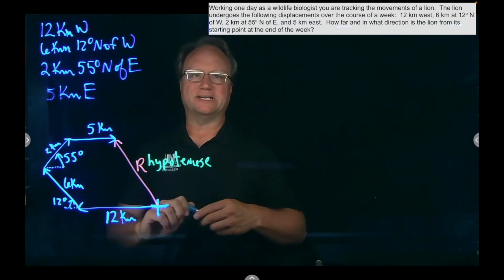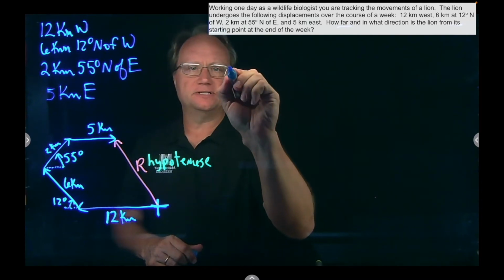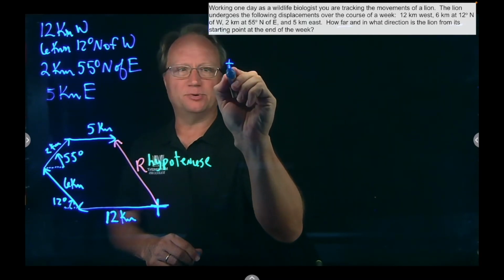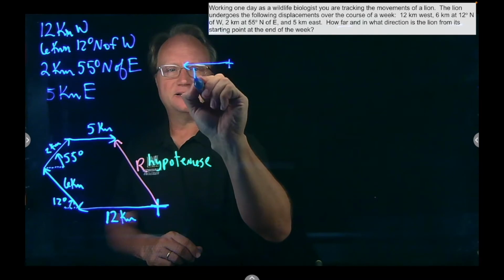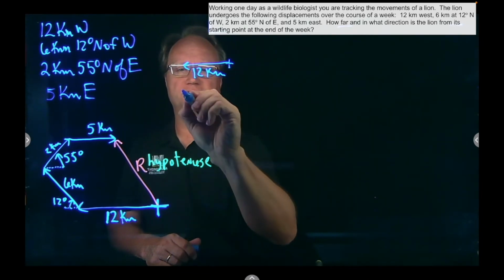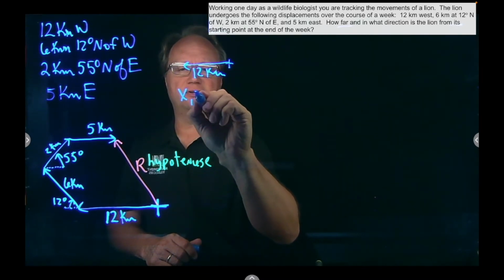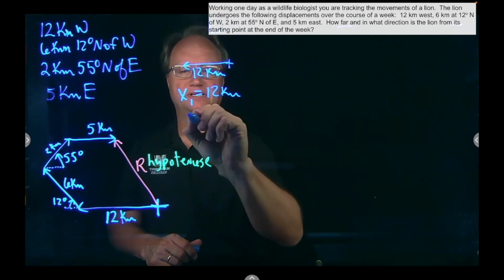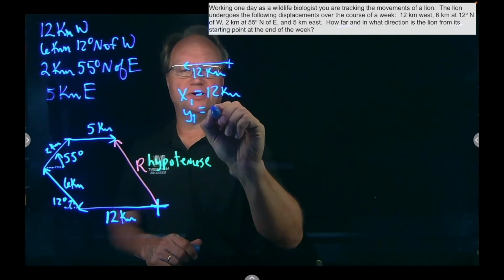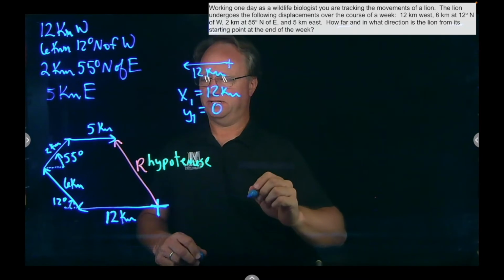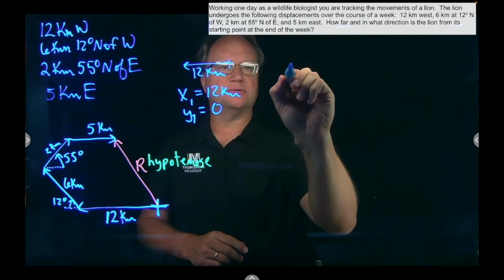So I'm going to draw out each vector individually, a little bit abbreviated in length. There's our 12 kilometers. It is entirely in the x direction, and it has no y component. Then we have the 6 kilometers.